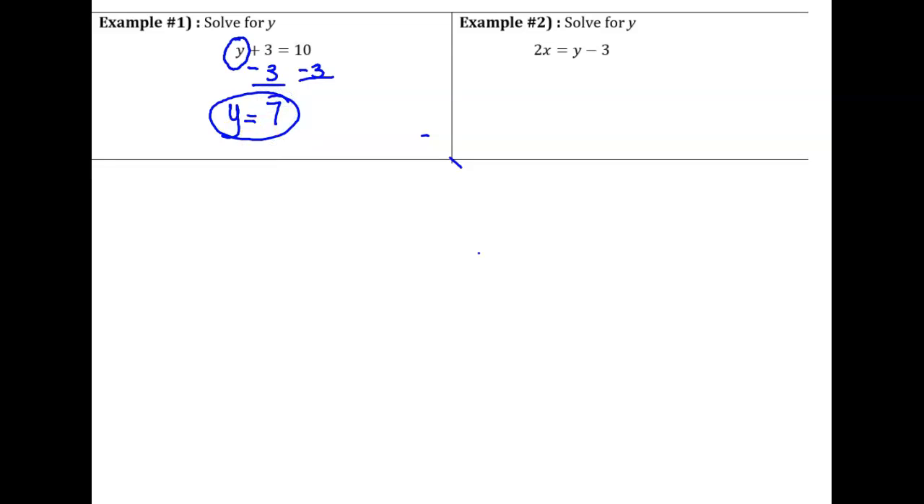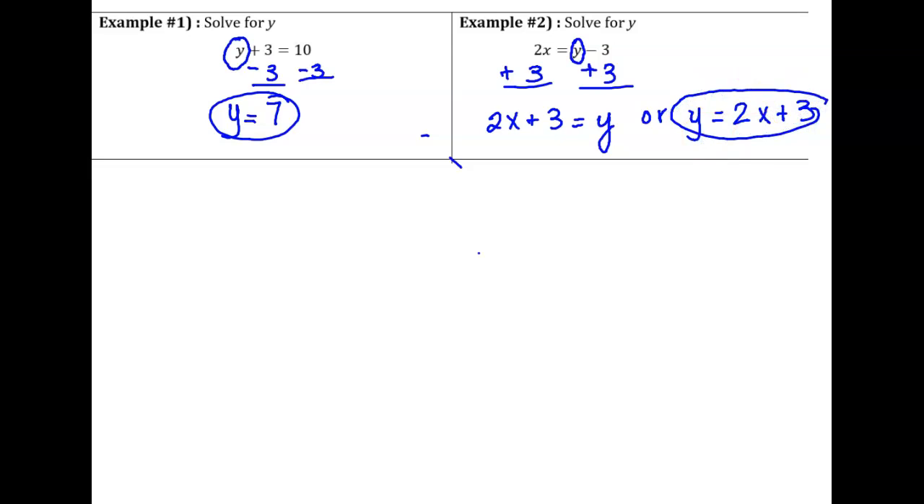Now example 2 has 2 variables. We still want to solve for y. Our y is on the right. It doesn't matter. You can rearrange the whole problem and get y on the left, or you can work with it on the right. In this example, I'll keep it on the right. My goal is to isolate it, so I'm going to add 3 to both sides. Notice, 2x and 3 are not like terms, so I'm going to rewrite this as 2x plus 3 is equal to y. Now your variables should be on the left, so we can rewrite this as y is equal to 2x plus 3.